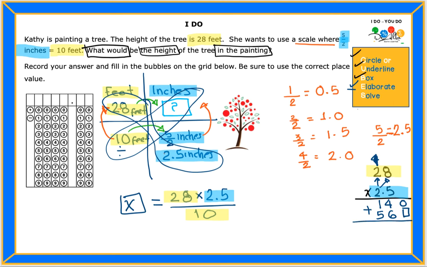Let's add. 0 plus nothing, 0. 4 plus 6, 10. 0 and we carry 1. 1 plus 1, that's 2. Plus 5, that's a 7.